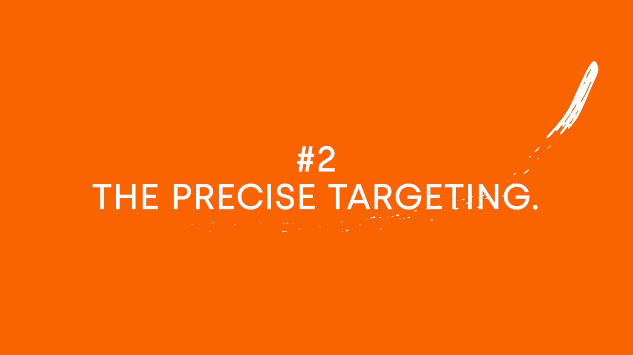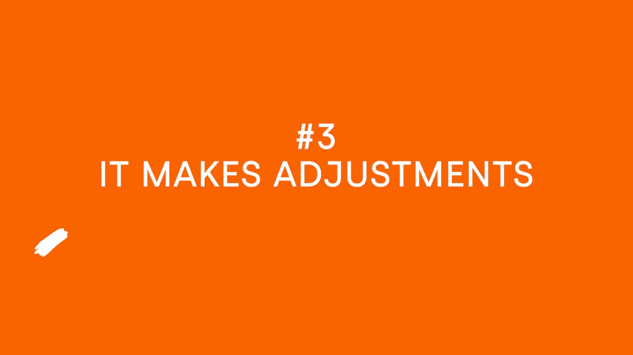The second benefit of automated bidding is the precise targeting. Because Google has so many data points at its disposal, it really can optimize bids a lot more effectively and intelligently than you as the human could. And the third really cool thing about automated bidding is that it makes adjustments in real time. It's working around the clock, making these adjustments as these variables change. That way you can always stay ahead of the curve.